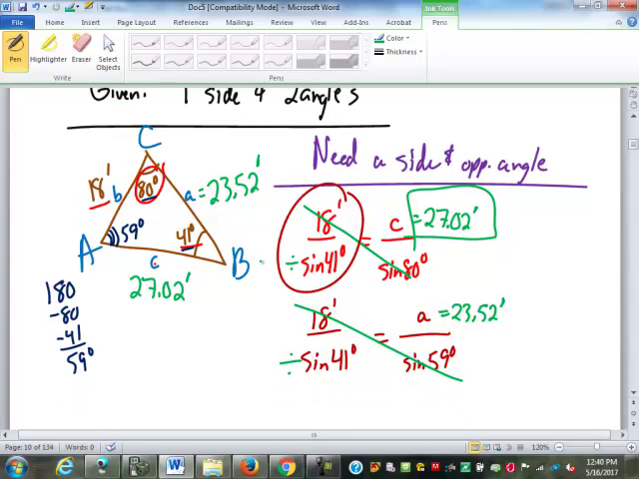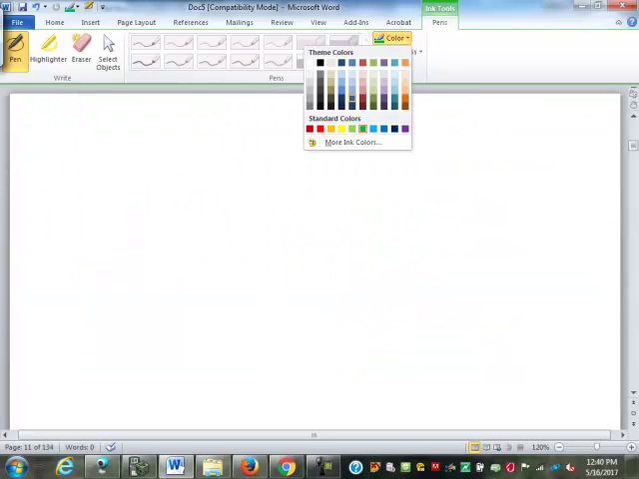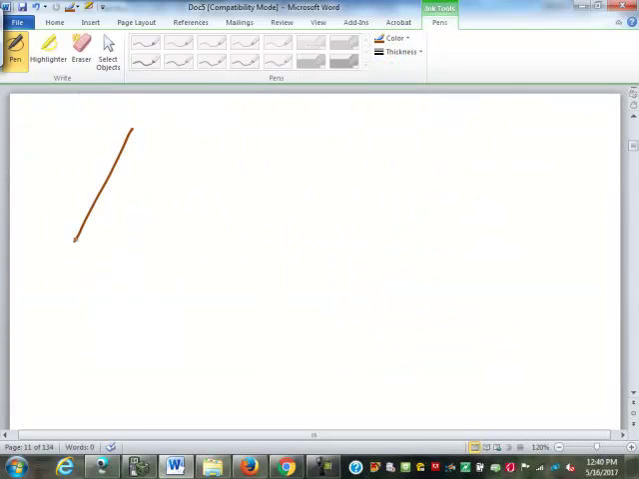So there's a case where we had two angles and a side, and we were able to find everything else. Now the other case that we might have, still two angles and a side, might look something like this. Let's say I'm given that this angle here is 82 degrees. This angle down here I'm going to be given as 51 degrees. And I'm going to give this side right here as 20 inches.